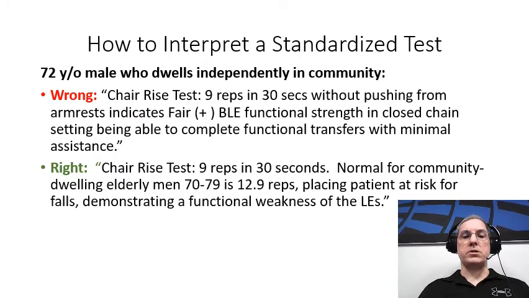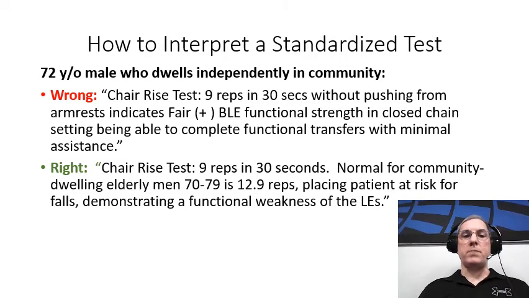Chair rise test, 9 reps in 30 seconds. Normal for community dwelling elderly men, 70 to 79, is 12.9 reps, placing the patient at risk for falls, demonstrating a functional weakness of the lower extremities. Now that would be a correct interpretation.